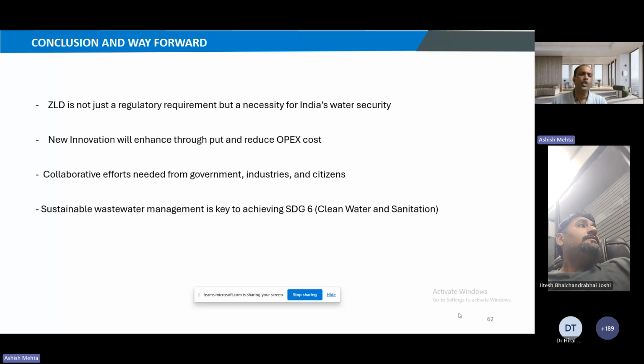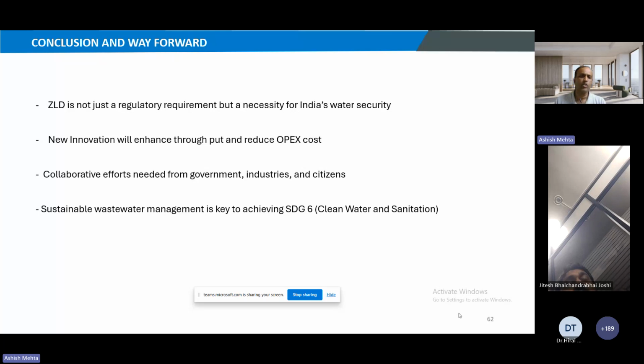The second is that new innovation is in the pipeline. It is a continuous process, and new technology will definitely ensure enhanced throughput and a reduction in operational cost. Collaborative efforts are definitely required from government, industries, and all the citizens. And finally, sustainable wastewater management is the key to achieve SDG 6, that is the Sustainable Development Goal given by the United Nations among the 17 SDGs.